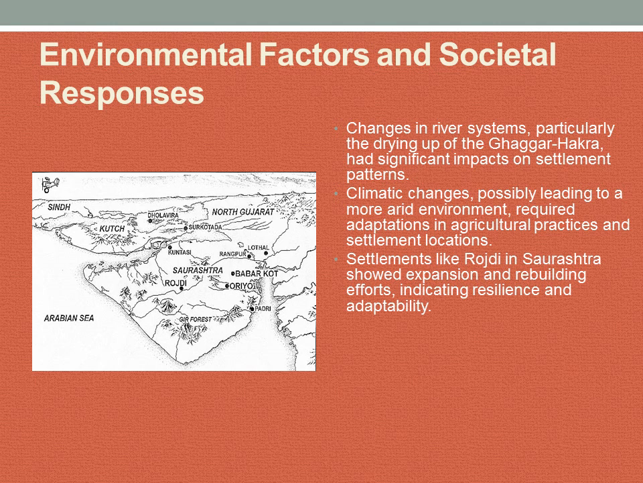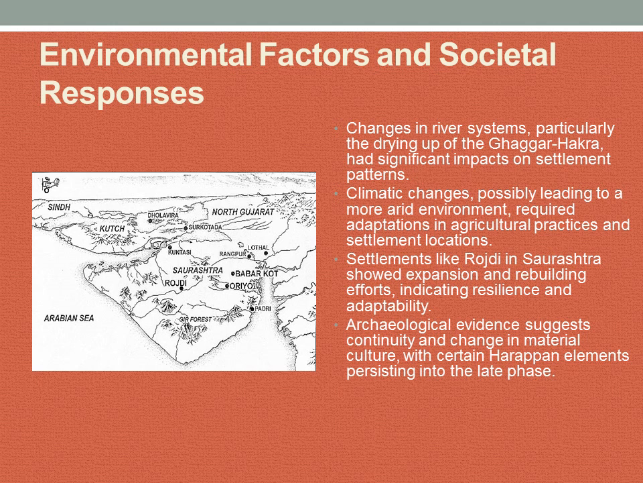Settlements like Rojdi in Saurashtra showed expansion and rebuilding efforts, indicating resilience and adaptability. So we find an attempt at adaptation to new environmental conditions at the site of Rojdi in Saurashtra, where people tried to innovate a new form of infrastructure within Harappan culture itself. Archaeological evidence suggests continuity and change in material culture, with certain Harappan elements persisting into the late phase. So archaeological evidence does not term it a decline of the Indus Valley Civilization, but a change in its material culture, with certain Harappan elements still continuing in the late Harappan phase.